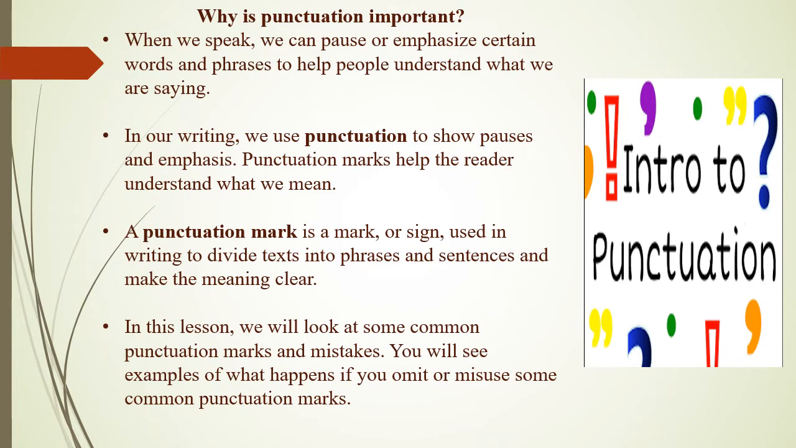A punctuation mark is a mark or a sign used in writing to divide text into phrases and sentences and make the meaning clear. It means that sometimes breaking a sentence with these punctuation marks is very necessary. If we don't break a sentence, if we keep on reading it in one tone, the listener will not understand, and the reader will be unable to convey the meaning to the listener. In this lesson, we will look at some common punctuation marks and mistakes. You will see examples of what happens if you omit or misuse some common punctuation marks.